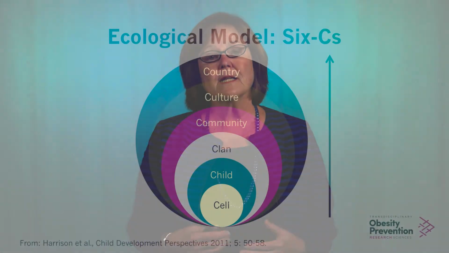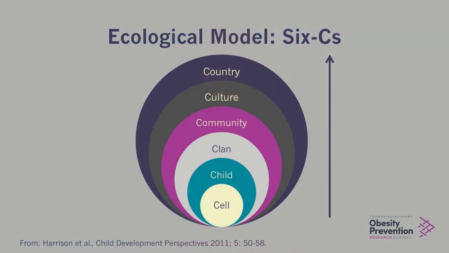The ecological model strives to be transdisciplinary, and it's a socio-ecological approach to studying obesity. It's a cell-to-community approach or a cell-to-country approach. So at the center of this is the recognition that our cells, our genes, our biology plays an important role in risk for obesity. And embedded in that is the child and their characteristics and their temperament.